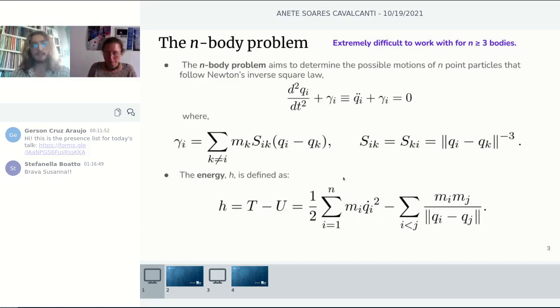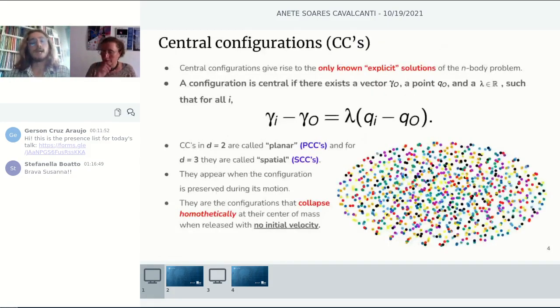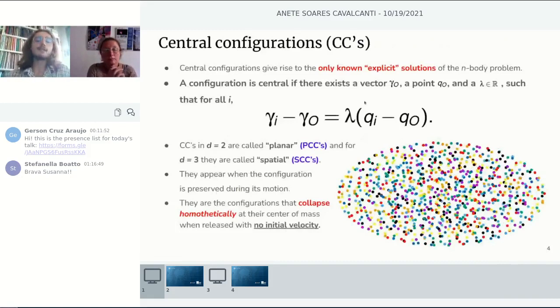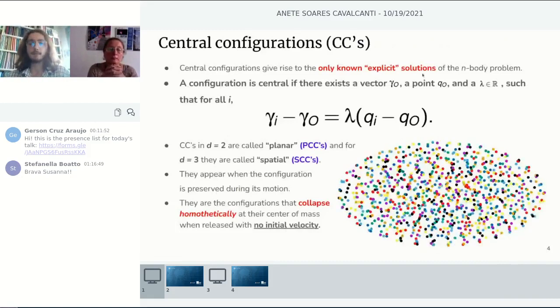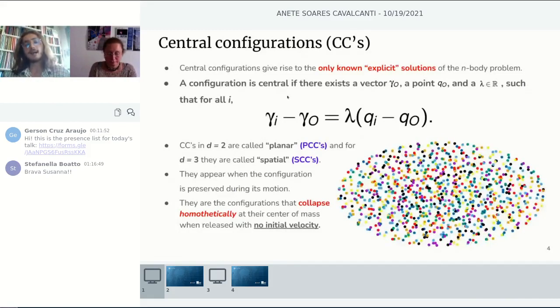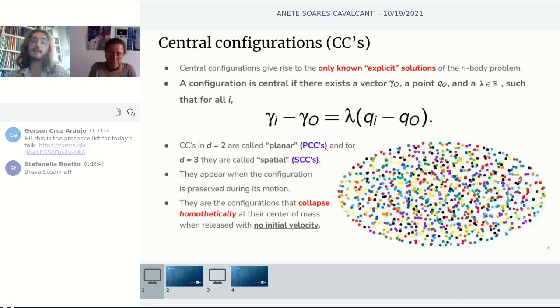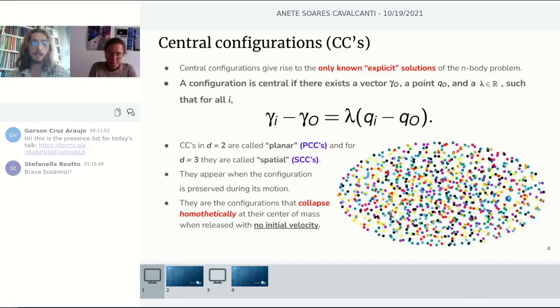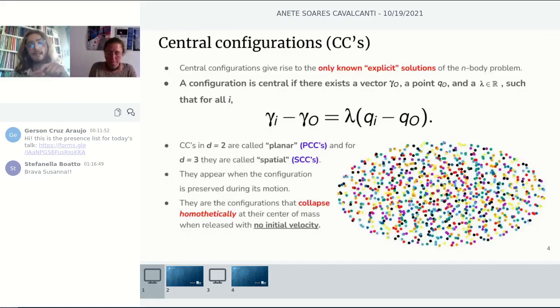Because the n-body problem is extremely complex, we have the central configurations, and basically they give rise to the only known explicit solutions of the n-body problem. More formally, we can define it as follows: a configuration is central if there exists a point of reference and a constant lambda, basically a Lagrange multiplier, such that for all particles there is a proportionality between the accelerations and the positions.